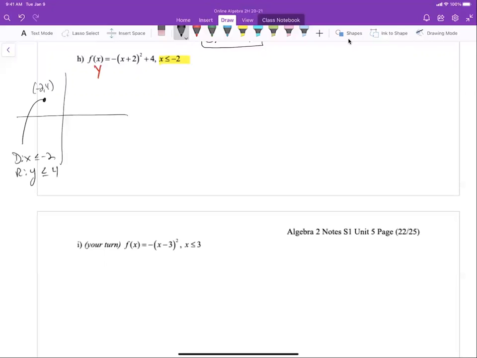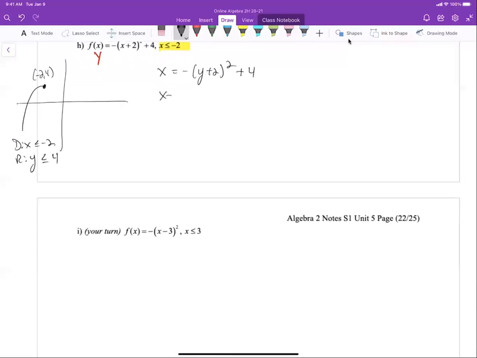I am going to rewrite this equation, but I'm going to switch my x's and my y's. It does meet the horizontal line test, so I've got to find that inverse function. So I have x equals negative (y plus 2) squared plus 4. I'm going to subtract 4. I'm going to multiply both sides by -1, the entire side by -1. I now need to take the square root of both sides, and don't forget that's a plus or minus.